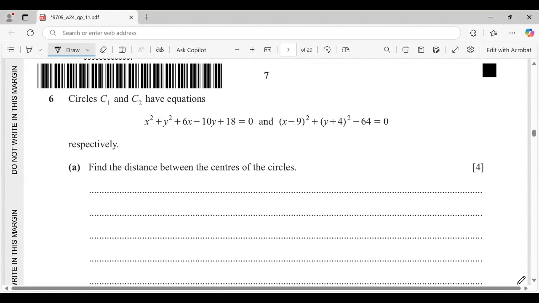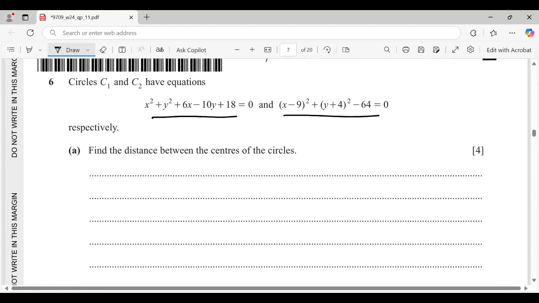C1 and C2 have equations, this one and this equation, respectively. Find the distance between the centers of the circles. So we need to find the center of the first circle and after that the second circle, and we're going to find the distance between the centers of the circles. The first equation is x squared plus y squared plus 6x minus 10y plus 18 equals 0.